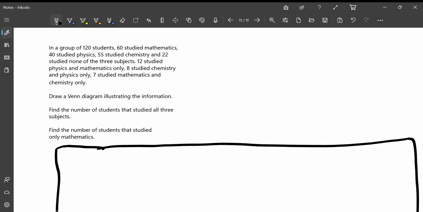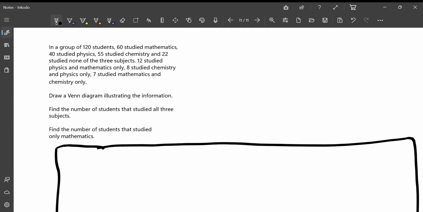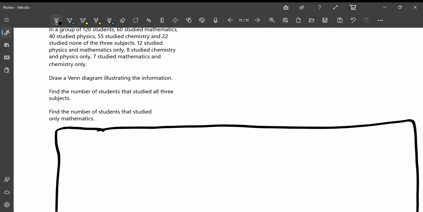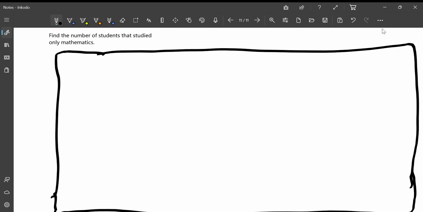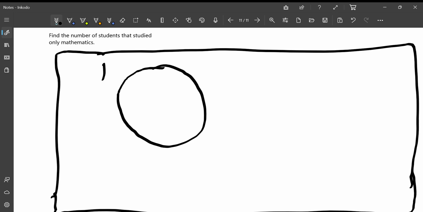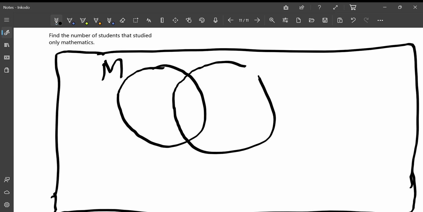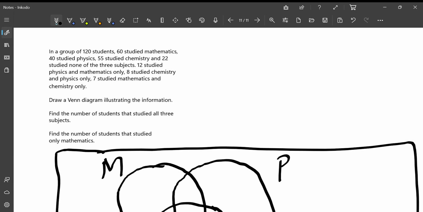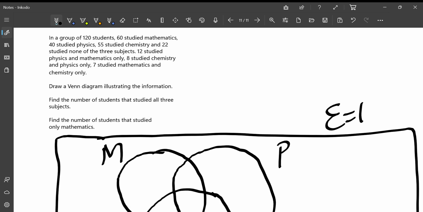So we have three groups of students studying maths, physics, and chemistry. So let's draw them: maths, physics, and chemistry. The first circle I'm going to draw, let's say this for maths, I'll label it M. The next circle I'll draw for physics, I'll label it P. And the third circle, I'll label it chemistry. So I have my three circles in a group of 120 students. So in this case, E is equal to 120 students.